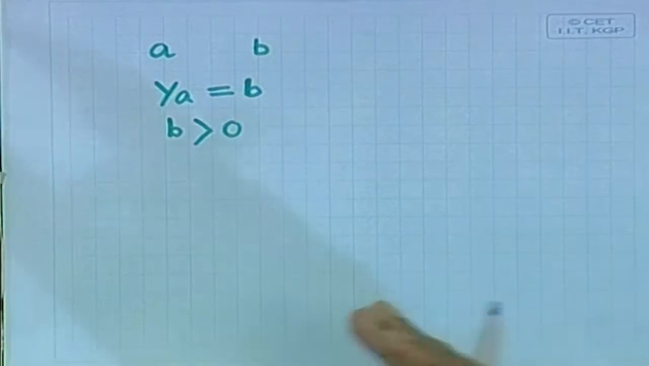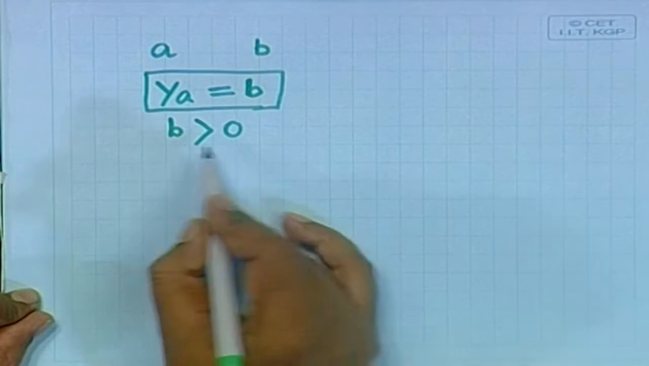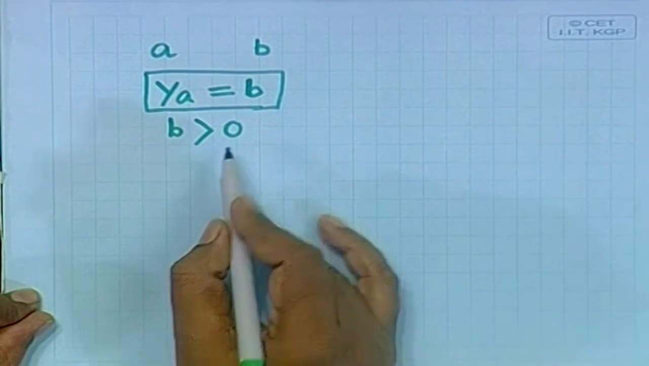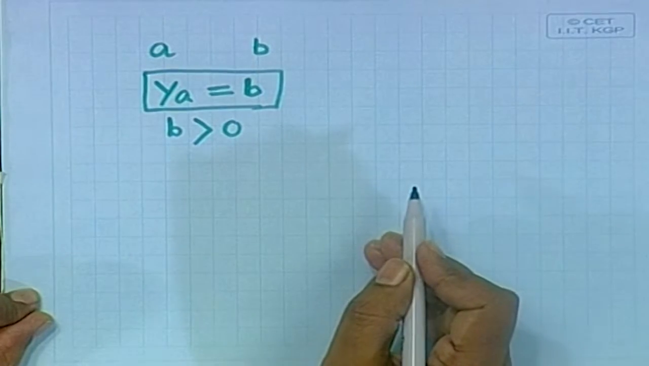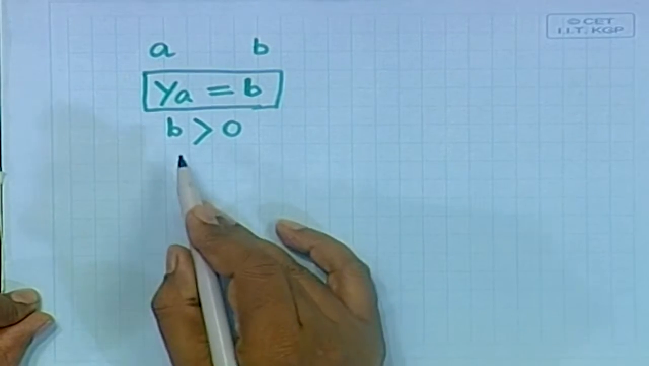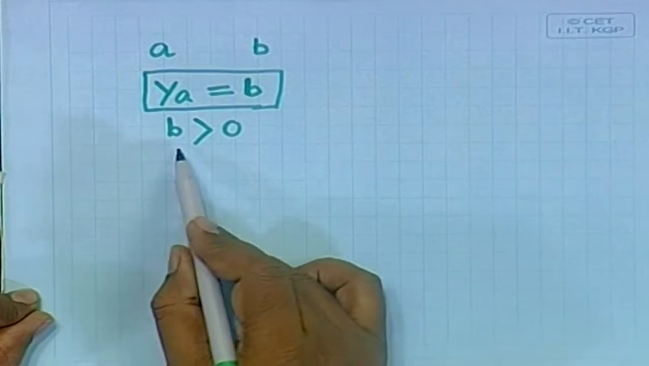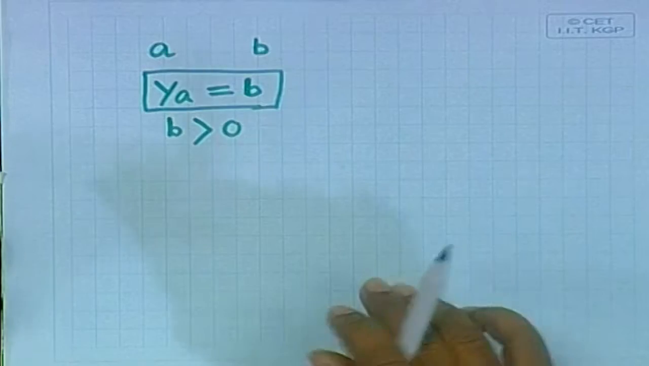So, if the classes are actually linearly separable, it is possible to have a weight vector A and a margin vector B, where this equation will be satisfied, that is Ya = b, where b is greater than 0. When I say b is greater than 0, that means every component of b is greater than 0, because b is a margin vector. It will have n components if I have n samples. So every component of this margin vector is greater than 0.